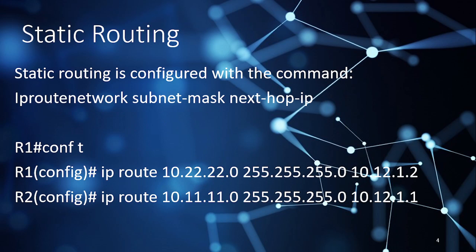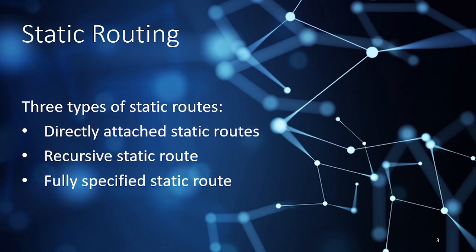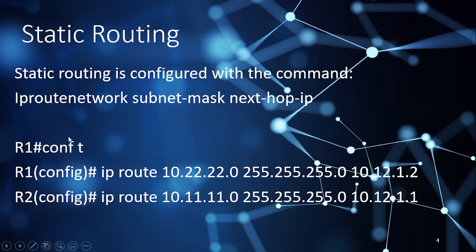Let me give you an example of static routing, which is configured with a command. Like I said earlier, it's ip route, network, subnet mask, and the next hop IP. In recursive static routing, we would put the next hop IP, and in a directly attached static route, we will put in the next hop interface ID. Whereas in a fully specified static route, we will be adding both.